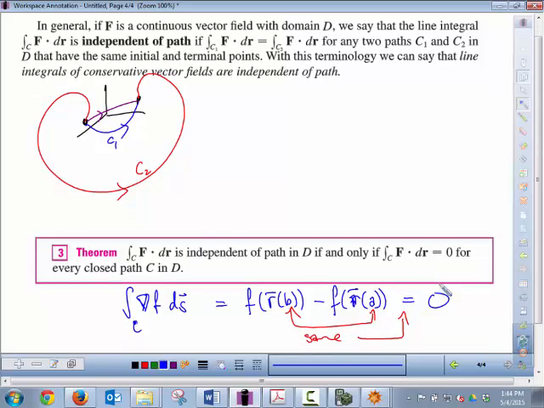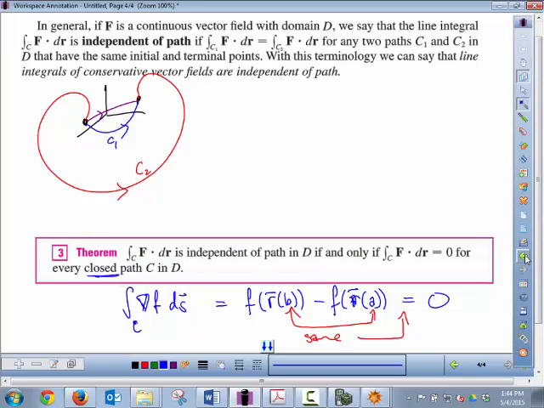So what we're doing here is essentially building a bunch of equivalencies to say that if something is a conservative field, then it's a gradient field, then there's a potential function, then the line integral over a closed path is going to be 0, and a bunch of other things that we can say all together.